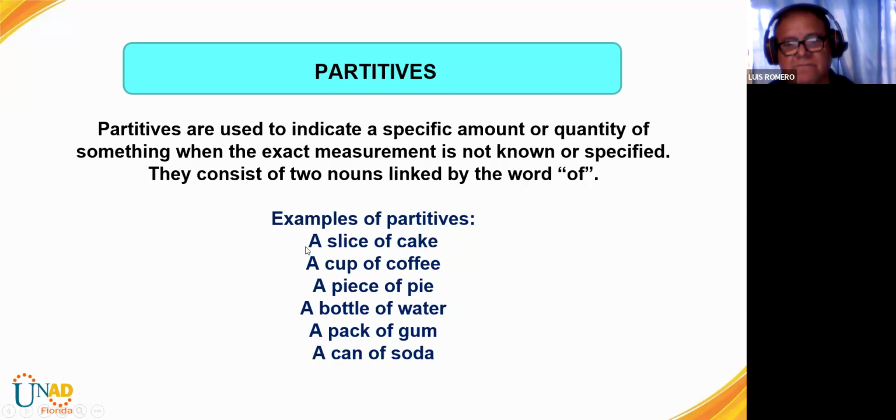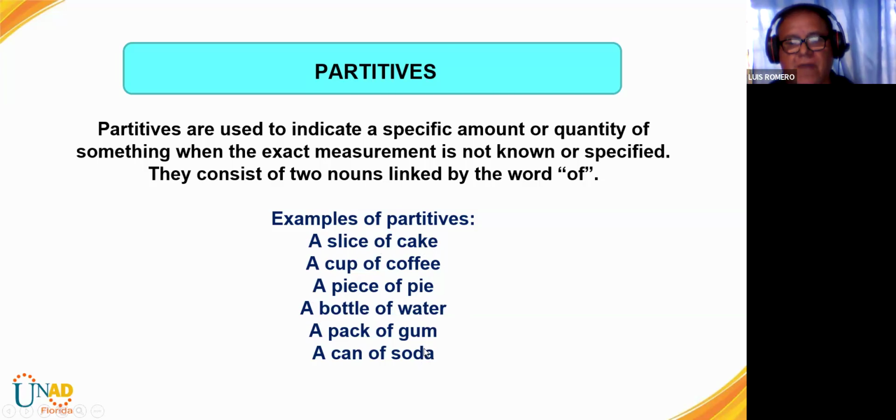Examples of partitive. A slice of cake. So here you can say that it's not the whole cake, right? But it's a slice of cake, what you have in your hands, for example. A cup of tea. Well, it's only one cup of tea and not 2 or 3 cups of tea. A piece of pie. It's not the whole pie, but a piece of it. A bottle of water, not a glass of water or a big bottle of water, but only a bottle of water. So you can see that partitives here are specifying a particular part of what is being described.